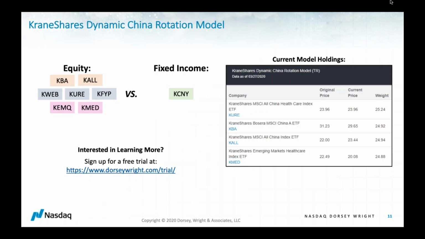We can see on the right the current areas that have demonstrated strength relative to the static China commercial paper fund. As Brendan mentioned earlier in his presentation, we've seen some strength recently within the healthcare space in China, and also within the healthcare space in emerging markets, on the back of this coronavirus global pandemic. We've seen that reflected in the model as well. The model currently has exposure to KURE and KMED, in addition to the two broader China-focused funds, KBA and KALL. This model is available on our research platform.